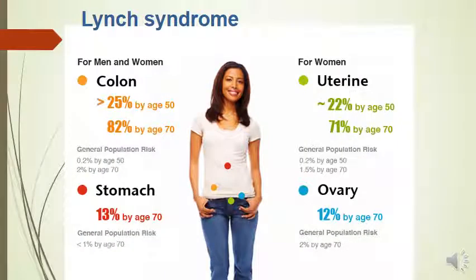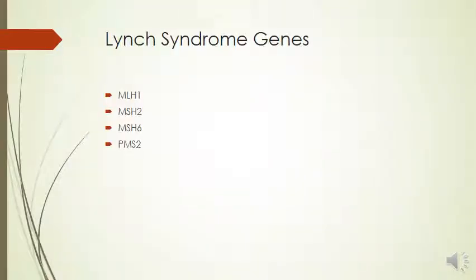In looking at Lynch syndrome, we see that several genes make up the Lynch syndrome genes, and individuals who have these genes have an increased risk for colon, stomach, uterine, and ovarian cancer. Again, these are inherited in an autosomal dominant form, and here again you see the general population risk. Here are the Lynch syndrome genes: MLH1, MSH2, MSH6, and PMS2.